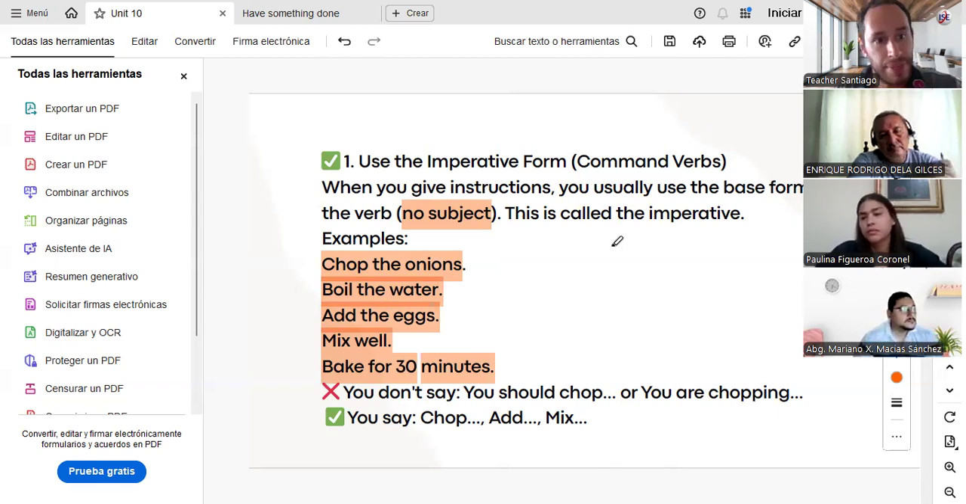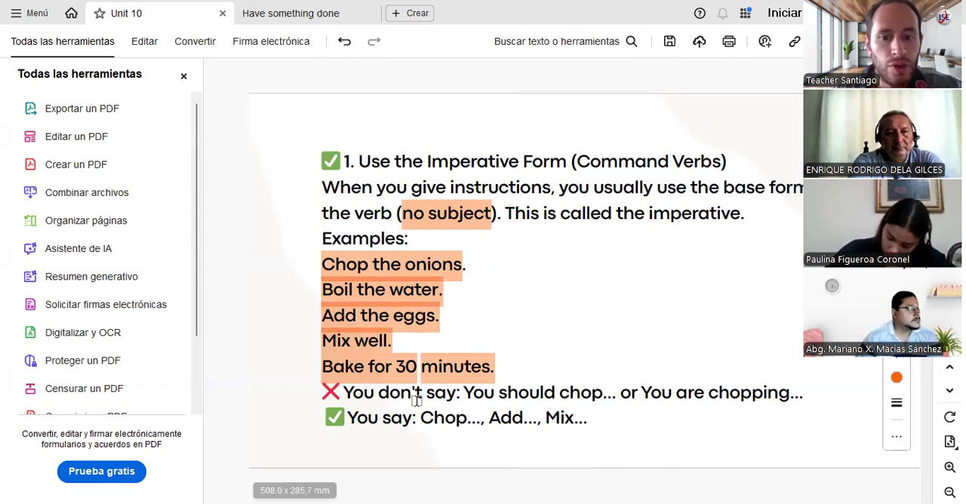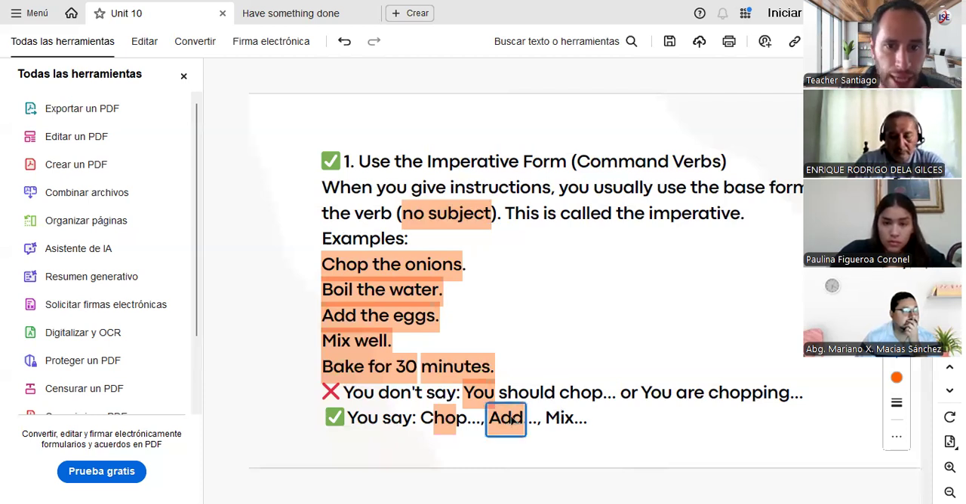So a good way to practice imperative is with recipes, because with recipes we're giving instruction. We're following some instruction step by step. So you don't say you should shop. We don't use a subject with imperative. Be careful. Imperative is easy, right? Super easy, easy peasy. Just the verb in base form plus the complement. Are you shopping? No. You say shop, mix. Just the base form of the verb and the complement. Chop what? The onions. Add what? The eggs. Mix, well, how? Well. Okay? So far, so good?